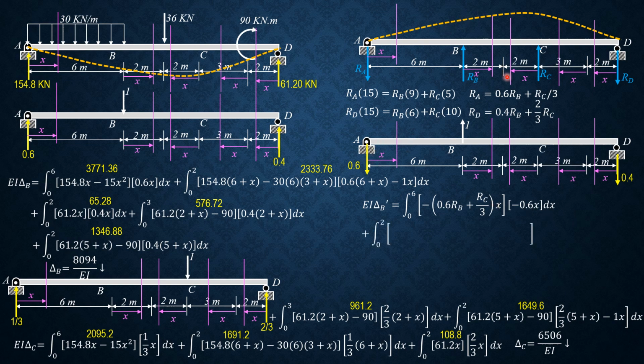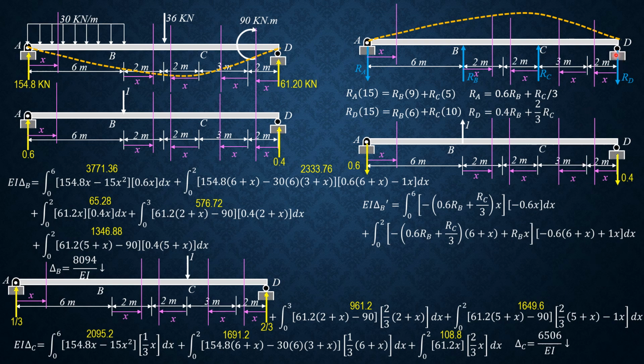Then in this section, plus integral 0 to 2 of negative quantity 0.6 RB plus RC over 3 times 6 plus x, then plus RB times x. Then moment in this section is negative 0.6 times 6 plus x plus 1 times x dx.